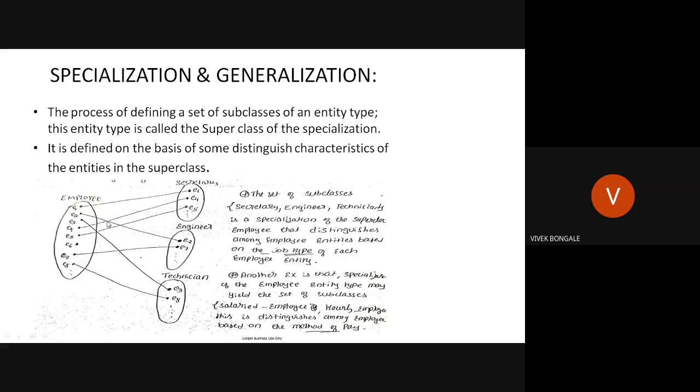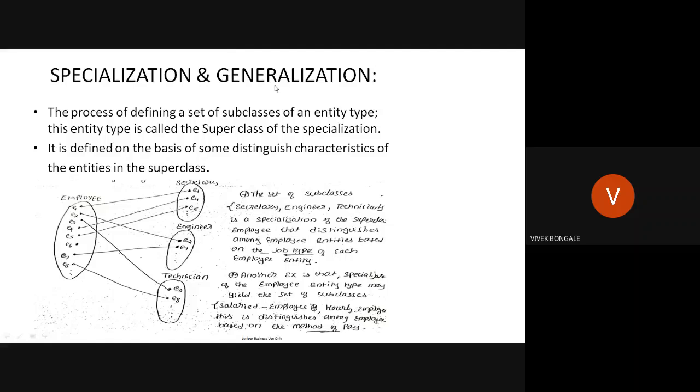The second thing: we can also divide the same employee into a number of subclasses depending upon another characteristic. We can divide this employee superclass based on the method of payment. Some employees may be paid daily wages, some monthly or yearly, or depending upon the project, they pay the employees. We can divide the superclass in a number of ways. In the first case, we divided by job type. In the second case, we divided by the method of payment, which is specialization.